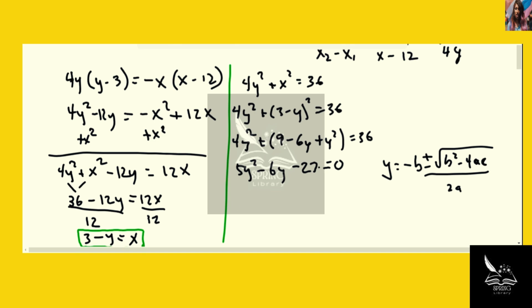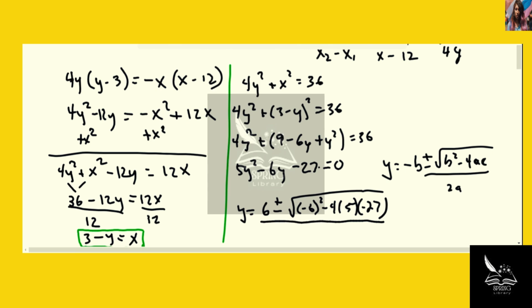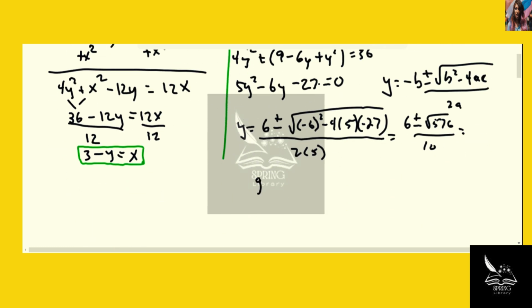All right, so that's going to give us 6 plus or minus the square root of negative 6 squared minus 4 times 5 times negative 27, over 2 times 5. And this simplifies to 6 plus or minus the square root of 576 over 10, which gives us two solutions, y equals 3 and y equals negative 1.8.